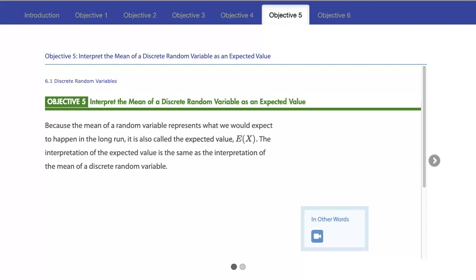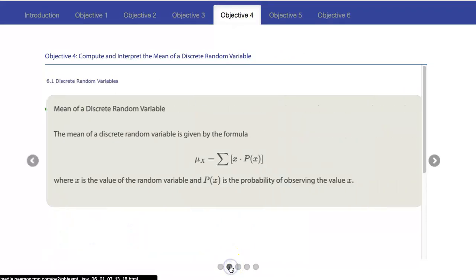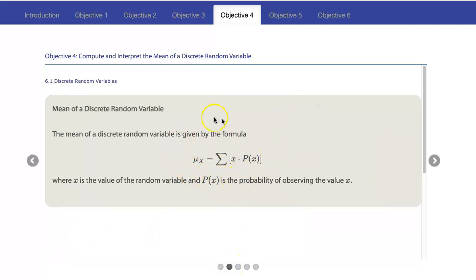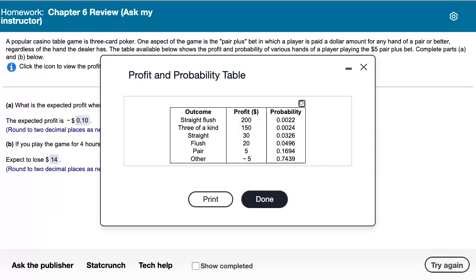It references expected value, and it tells us here that finding expected value is the same as finding the mean of the random variable. So I'm going to go back one objective, and let me scroll over one page, and here we have this formula for finding the mean of a discrete random variable. Notice I'm going to take x, these values of the random variable, multiply them by their corresponding probabilities. I do that for each row in my table, and then I'm going to sum those together. So that's what eventually I'm going to do over here inside of StatCrunch.